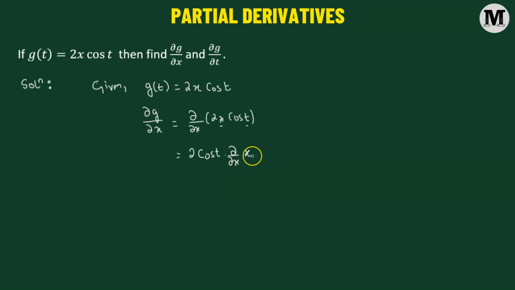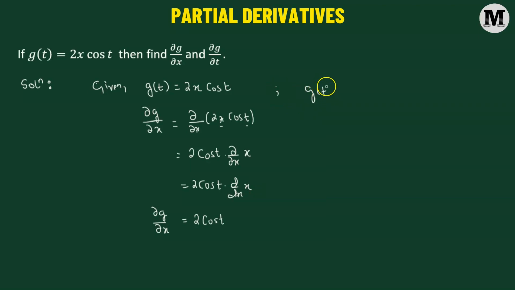Now clearly x is a single variable. We have only one variable. So here the partial derivative is simply the ordinary derivative. So we have the ordinary derivative of x with respect to x. Now what's the derivative of x with respect to x? That's simply 1. So we are left with 2 times cosine of t. So that means the partial derivative of our function g with respect to x comes out to be 2 times cosine of t.